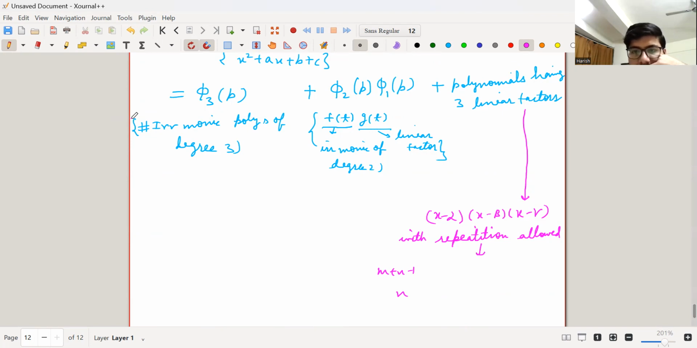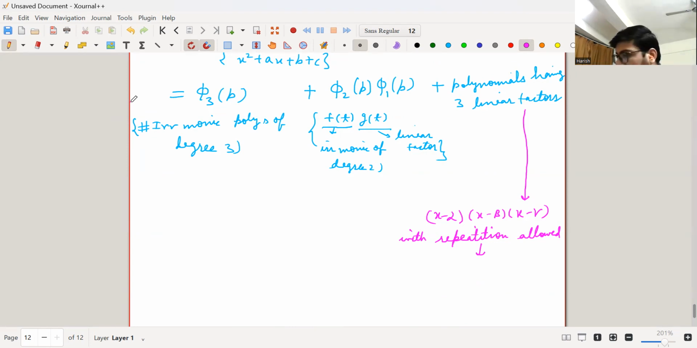M is 3 here. So n plus 3 minus 1 choose n, that is n plus 2 choose n, right? That I will write here. So here n is phi 1 of p, the linear factors.